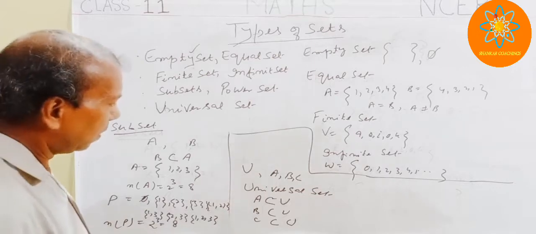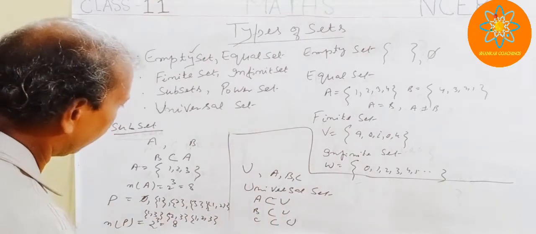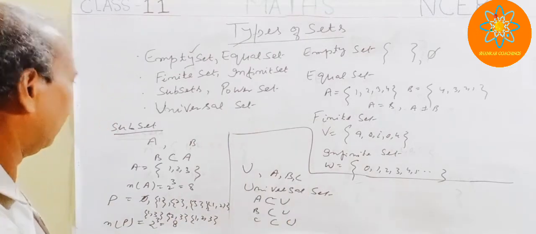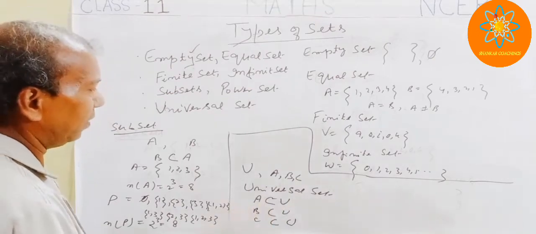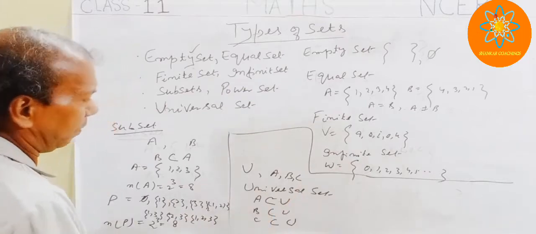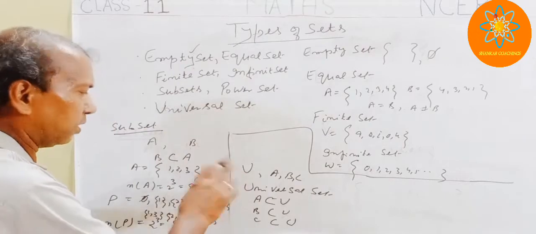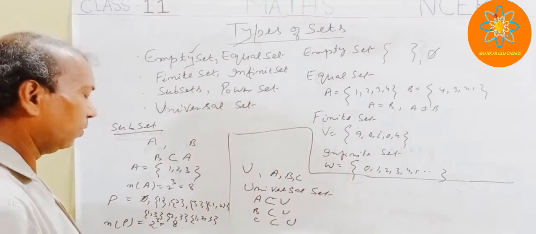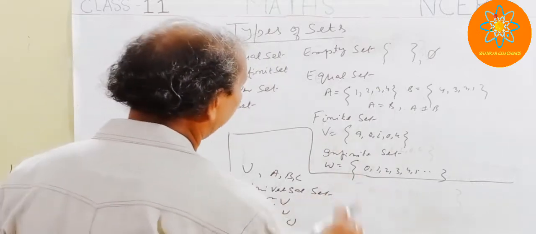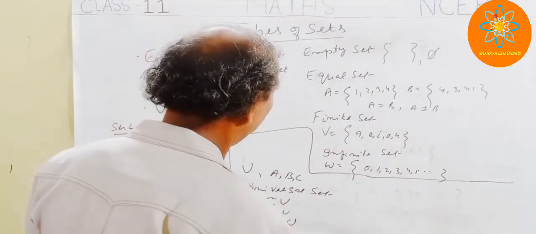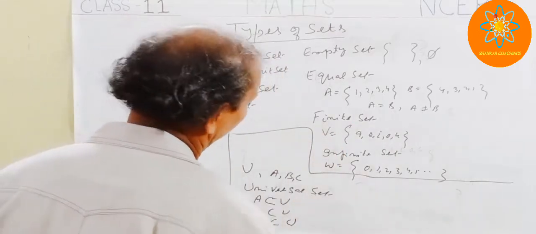Suppose a universal set is given, like your whole numbers. In the case of the whole numbers, the natural numbers are a subset of the whole numbers. So the whole number set is the universal set if we are dealing with the natural numbers or any other numbers from the whole numbers.